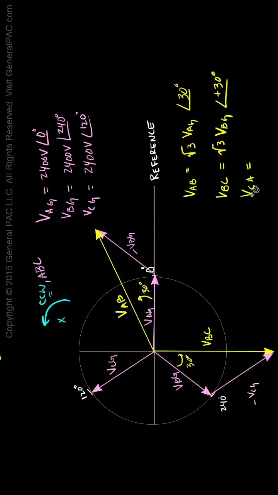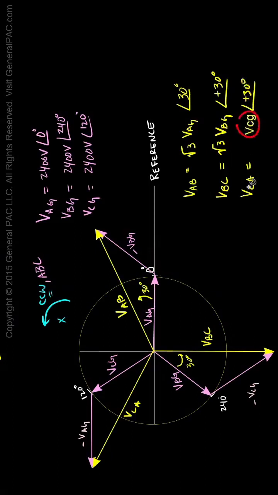Similarly, we're going to do the same thing with VCA. VCA here is negative VCG. So we take VCG, rotate it by 30 degrees in counterclockwise direction, then multiply by the square root of 3, and this will equal VCA, which is this phasor here. Now, we have line-to-line voltages as well as line-to-ground voltages represented in our phasor diagram.